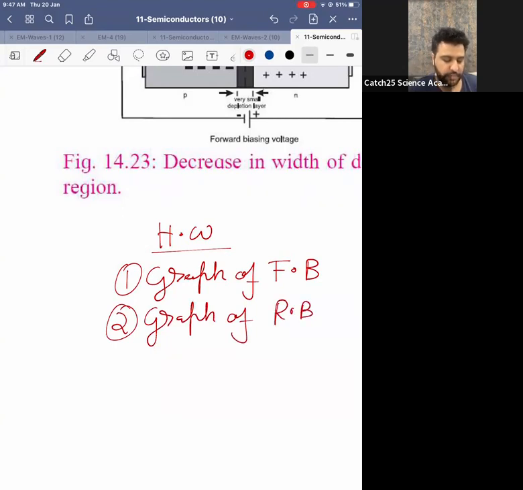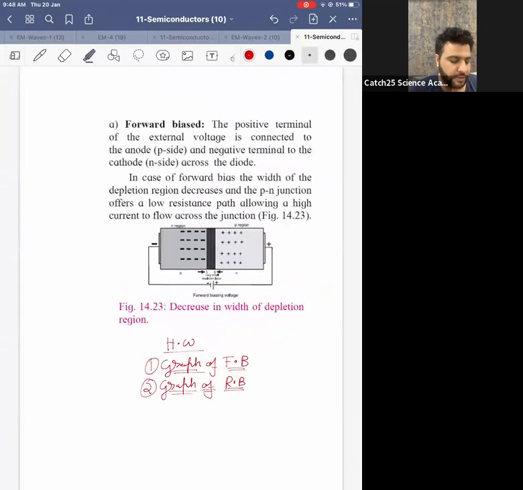Right, on homework 1, you have to draw the graph of forward bias. We have done forward bias working, so now you have to show the graph of forward bias. And homework 2 is you should show the graph of reverse bias. Okay. Now, I will show you one more thing.